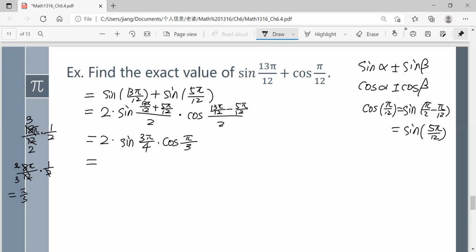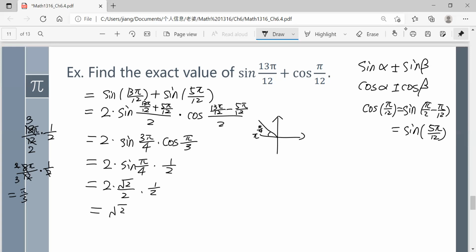And what is sine 3 pi over 4? 3 pi over 4 is in the second quadrant, so the reference angle is pi minus 3 pi over 4, which is pi over 4. The sine in the second quadrant is positive, so it equals sine pi over 4. Cosine pi over 3 is 1/2. Then 2 times square root 2 over 2 times 1/2 is square root 2 over 2.